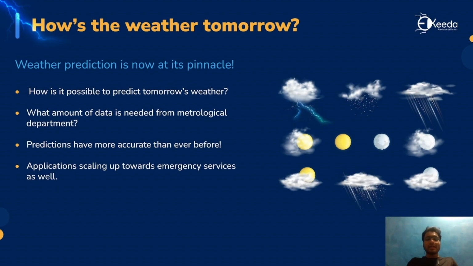So that is the reason that because of richness in data, we are now able to predict more accurately anything. Predictions have been more accurate than ever before. The reason behind that is the amount of data and quality of data as well. Application is scaling up towards emergency services as well.